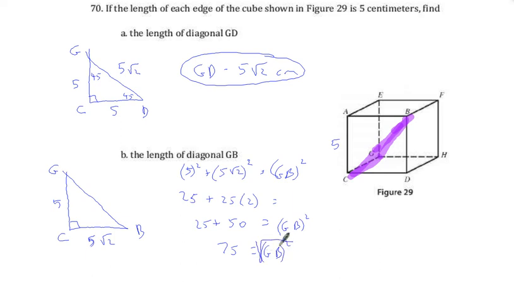And we're going to take the square root of both sides. So that 75 is the same as 25 times 3, and the square root of 25 is 5. The square root of 3 is not a perfect square, so it will remain in the radical, equals the length of GB. Oh, and that is centimeters, because that's the dimensions that we were given. So 5 square roots of 3 centimeters would be the length of the diagonal GB, cutting right through the center of the cube.